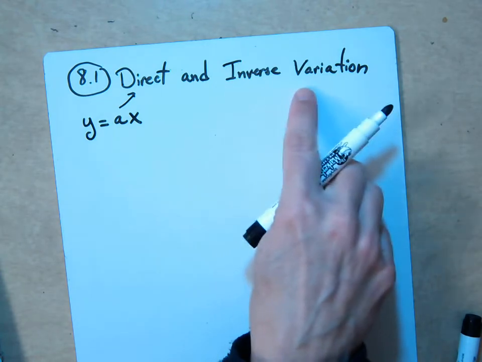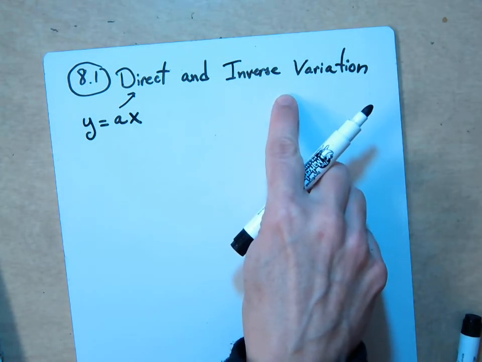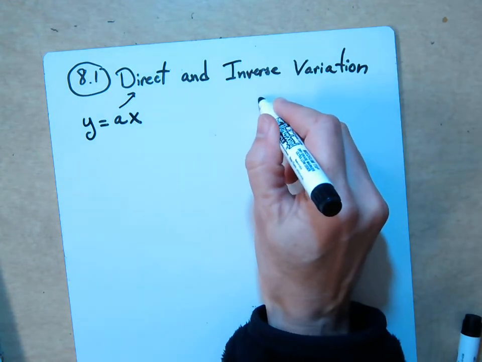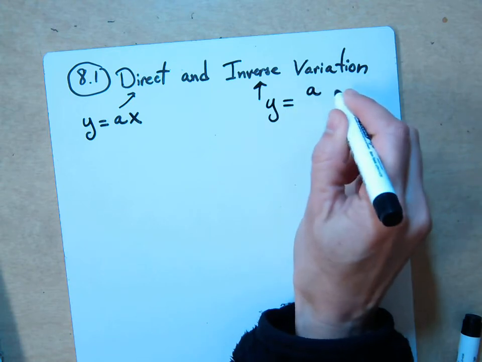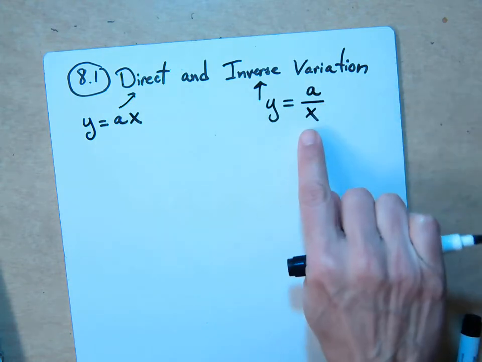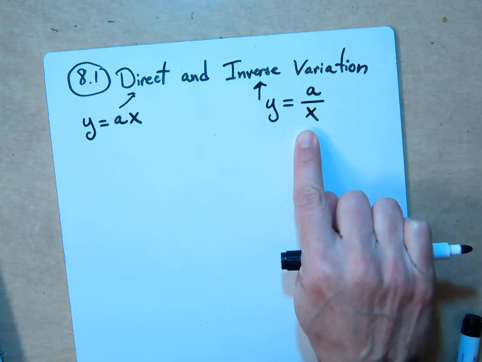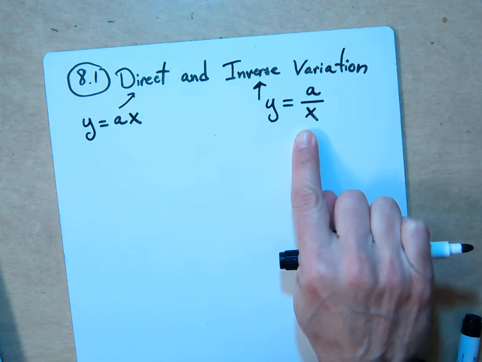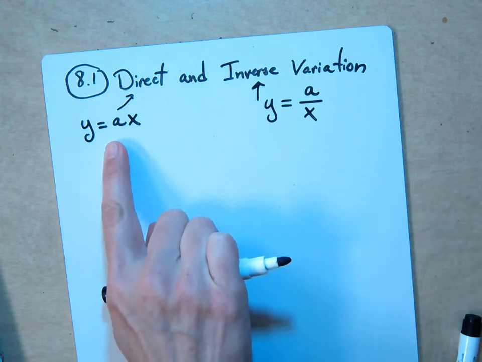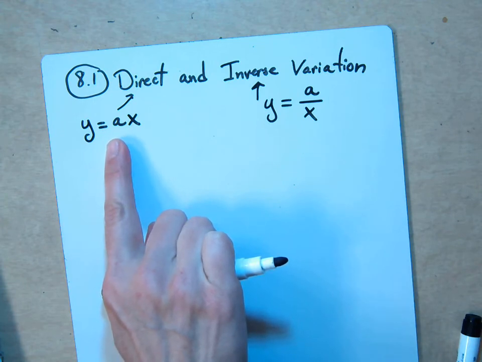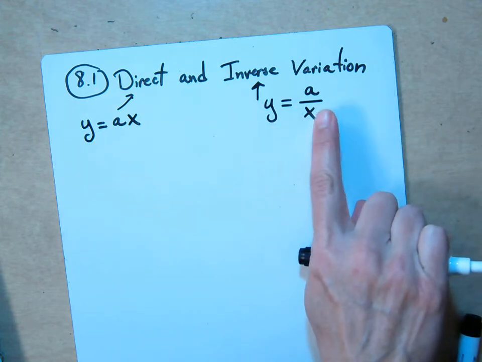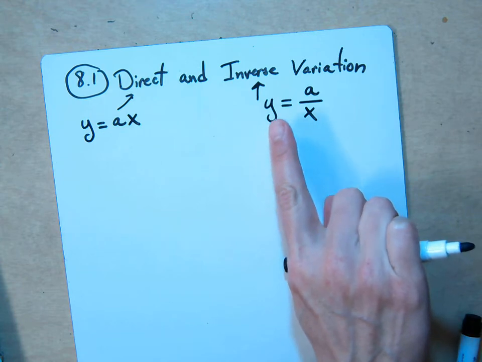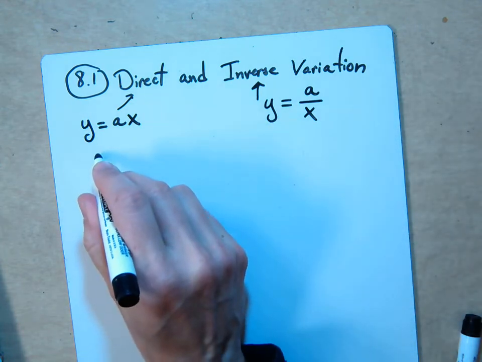Inverse variation is when we start to get into the rational function family. The form for inverse variation is y equals a constant, a, divided by x. So you can see now that x is in the denominator, and that will greatly change the shape of the graph. And you'll get to see that in the assignment. So direct means that as x increases, y increases, whereas inverse, as x gets bigger, y gets smaller in general. So let's do some examples here.